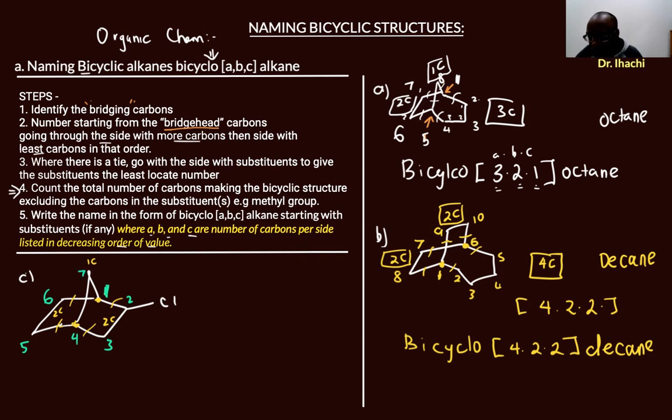I could number it in white. I could also number it like this: 1, 2, 3, 4, 5, and 6, and then 7 on top. And there's another way where you could avoid going through the chlorine, but that would be wrong, because when you have a substituent and you have a tie on each side, which goes with rule number 3, where there's a tie, go with the side with the substituent to give the substituent the least number possible. So you see, going with white gives me 3. Going with green gives me 2. So the correct numbering here will be the green numbering.